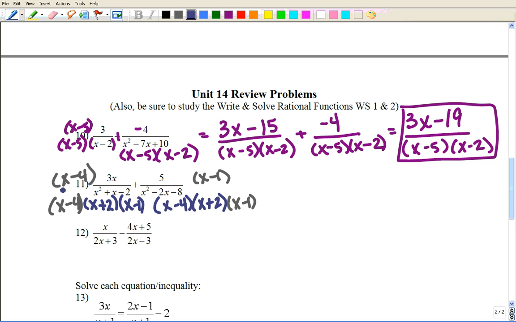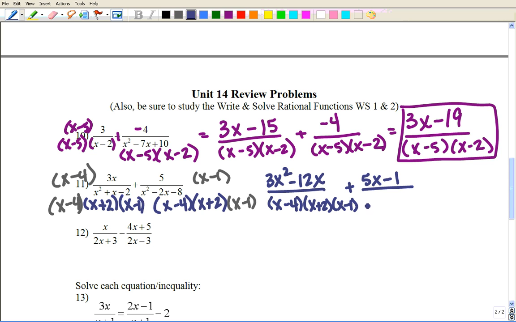So now I'll multiply the numerators out. So I'll get 3x squared minus 12x over all of this craziness of our common denominator now. X minus 4, x plus 2, x minus 1. Then plus 5 times x minus 1, so we'll have 5x minus 1 over the same thing.